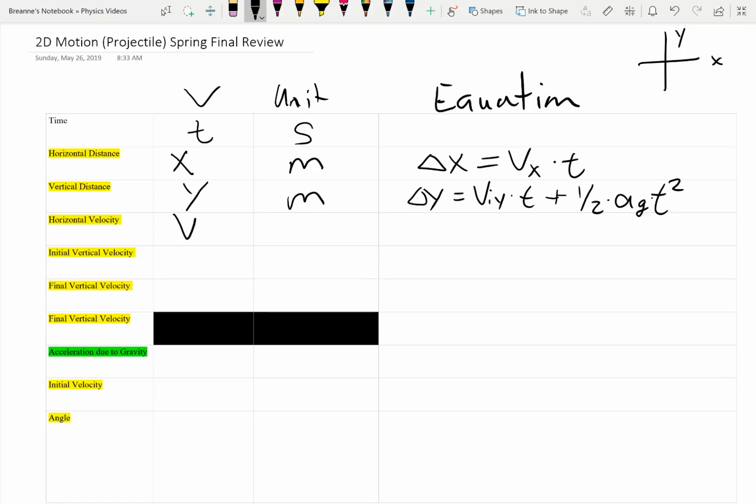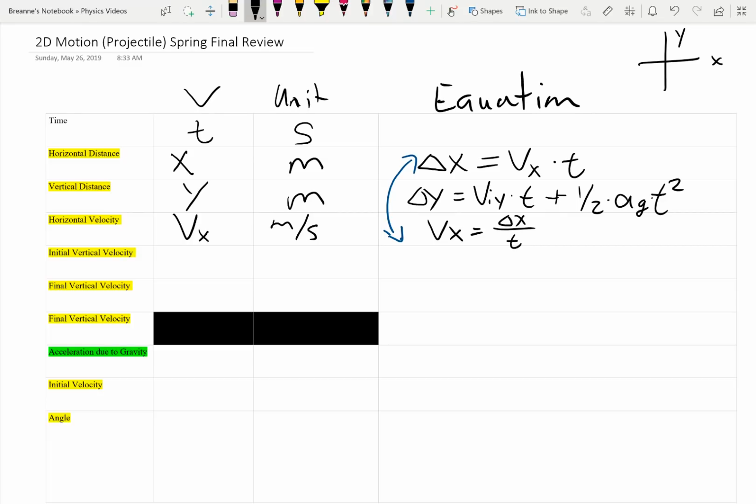Horizontal velocity, Vx, is measured in meters per second. The equation for that is the same equation, just manipulated. You have Vx equals delta x over t. Looking at your units, delta x is measured in meters, t is in seconds, so it's meters per second. That's where the unit comes from, the equation.